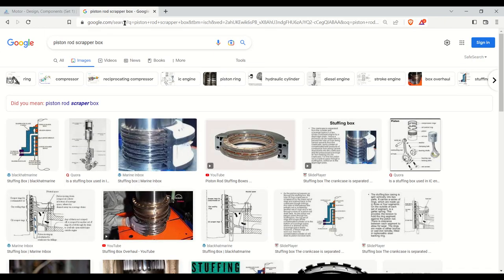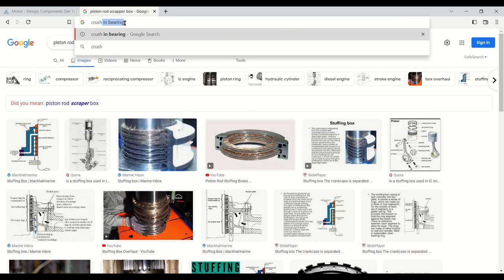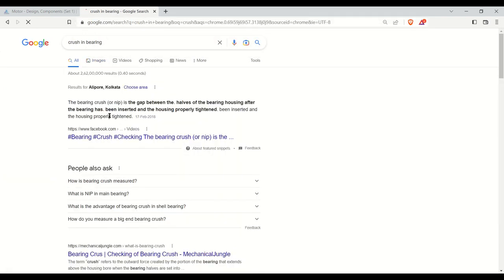Now let's check what crush actually looks like in the bearing. The bearing crush, also known as nip. Somewhere it may be written that nip is the gap between the halves of the bearing housing after the bearing has been inserted and the housing properly tightened.